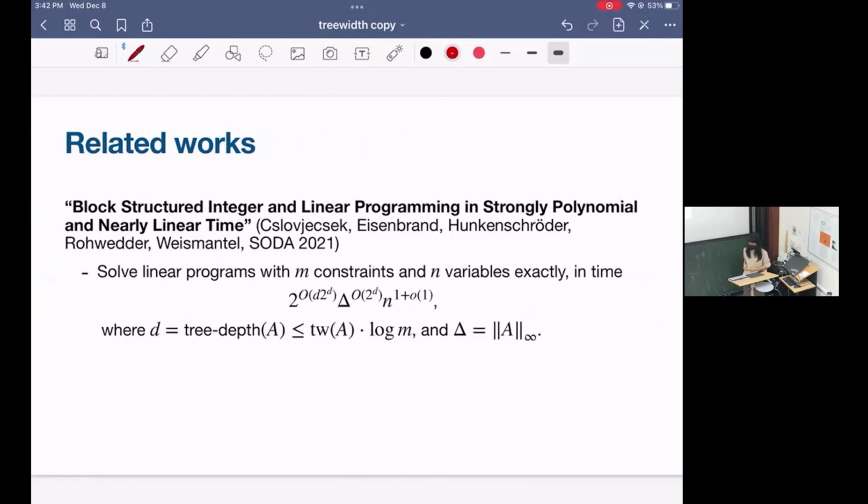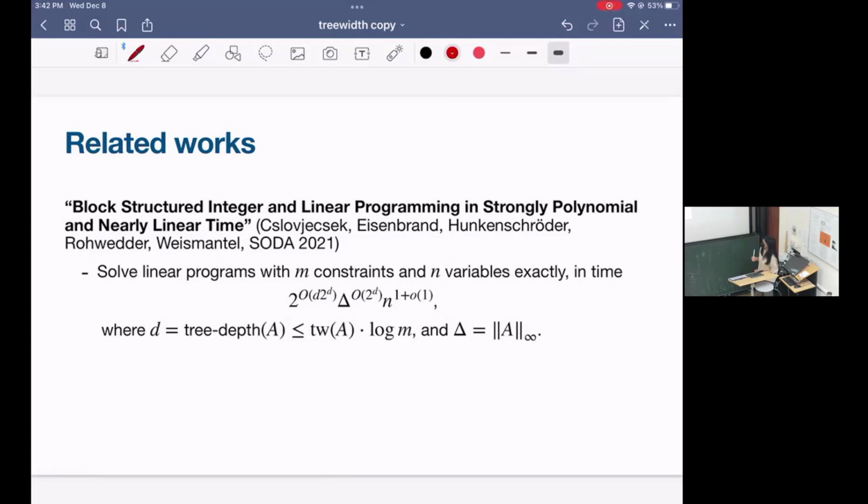And finally, there is work by Fritz and Jana and others at the workshop where they give a strongly polynomial time algorithm for solving linear programs, and this is also parameterized by Treewidth, well, not Treewidth, Treedepth, which has an upper bound of Treewidth times log m, where m is the number of constraints, and Treedepth is already lower bounded by Treewidth.